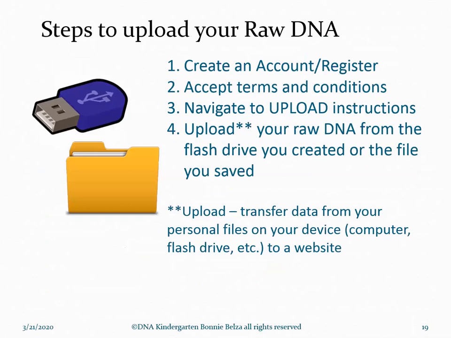So let's go through the steps of uploading your raw data. You'll need to create an account or register at each one of the sites where you want to upload your data. You'll need to accept their terms and conditions, and then you'll need to navigate to their upload instructions. Most of them are a simple click here, identify the file that you have downloaded from Ancestry or 23andMe, and then click upload. What does upload mean? It means you're going to take that file from your personal files on your device, either your computer or a flash drive, and you're going to have it transferred via the internet to their website. So you've downloaded it from one place and uploaded it to another place.